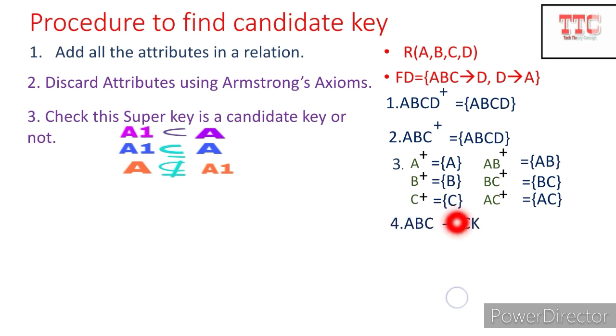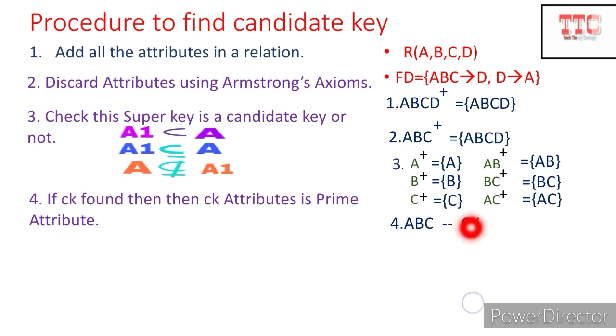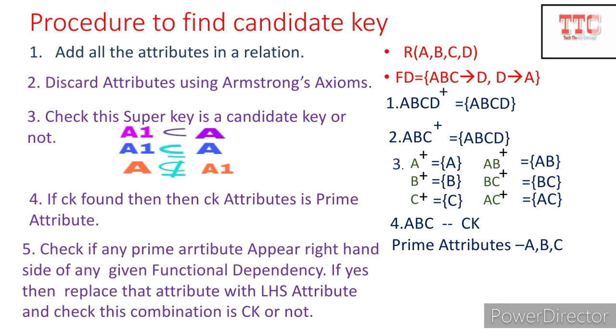Now we have three prime attributes, as candidate key attributes are called prime attributes. So here we have three attributes, that is A, B, C. Now we will check whether any prime attribute is present on the right hand side of a given functional dependency. Here you can see that only A is present on the right hand side, of D determine A. So we will replace A with D in this candidate key. This is our fifth step.